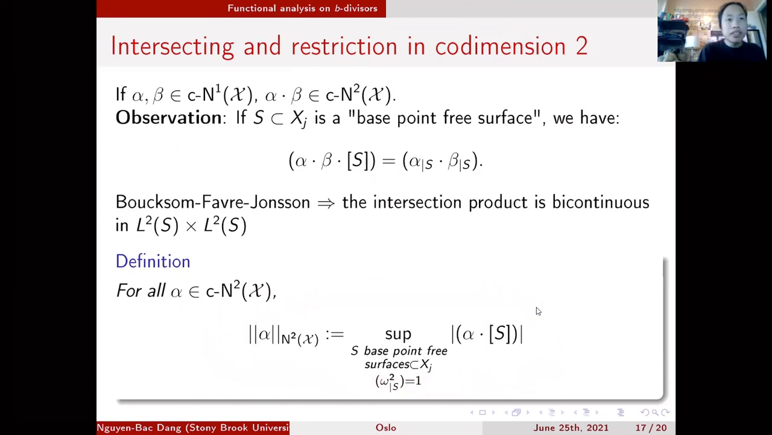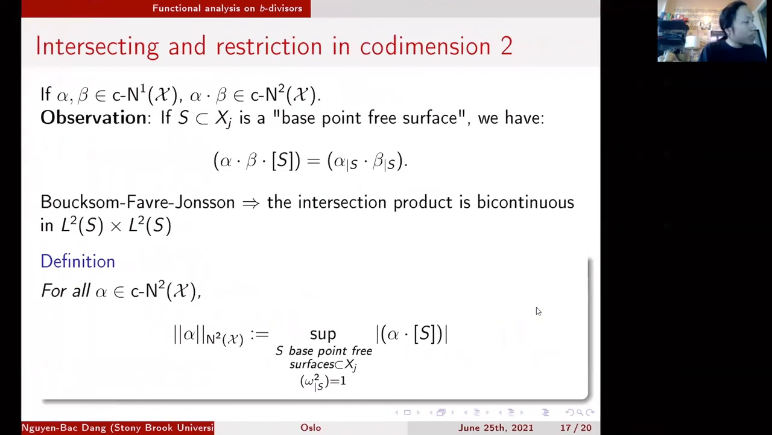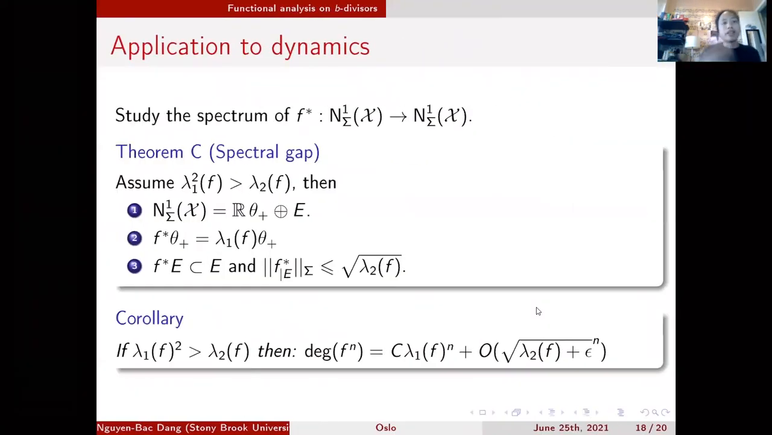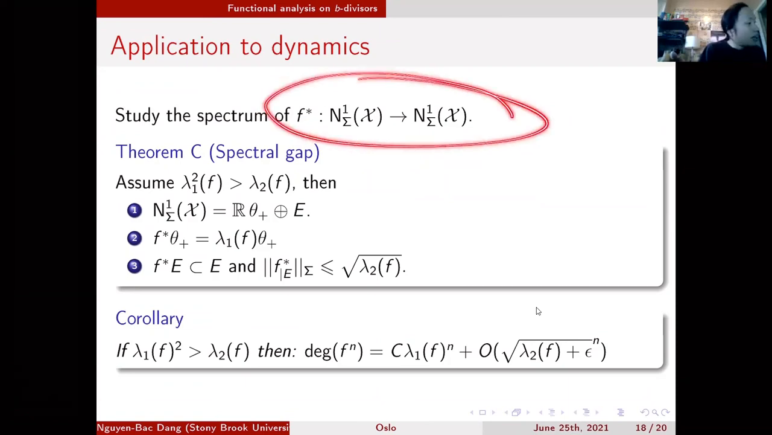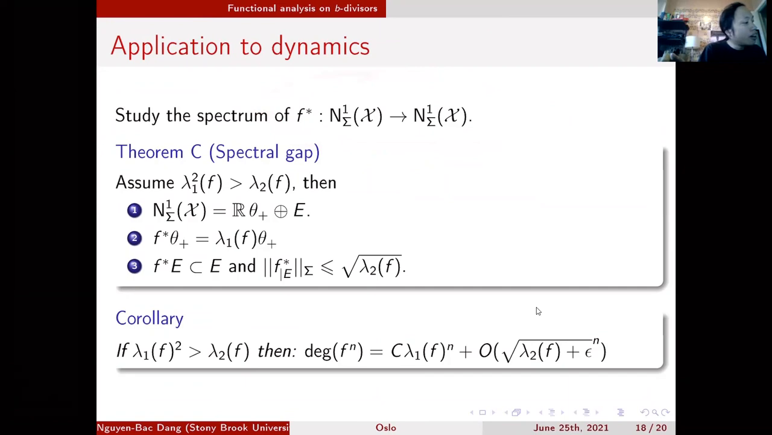Okay, so let me tell you exactly what happens if you choose these two norms. The first norm in codimension 1, that's the one I denoted N1 sigma. Sigma means surface, because we cut out by surfaces and we calculate the L2 norm. That's why we denoted N1 sigma. So you take this pullback operator on N1 sigma. It's a bounded operator. And our theorem is the following.